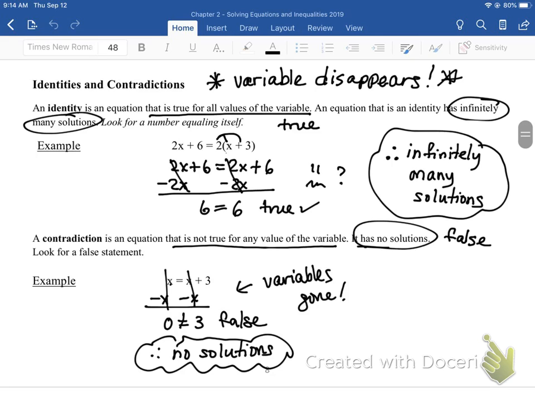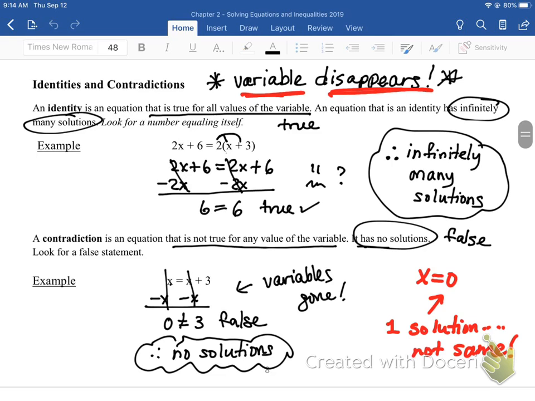Okay? Now, that's not the same thing as saying x equals 0. Okay? Not the same thing. Okay? This is a solution. This is one solution, and that's the number 0. Okay? Not the same. So if you get x equals 0, 0 is the solution. It doesn't mean 0 solutions. So be careful about that. This is only when the variable disappears. If the variable doesn't disappear, that's really not the case.